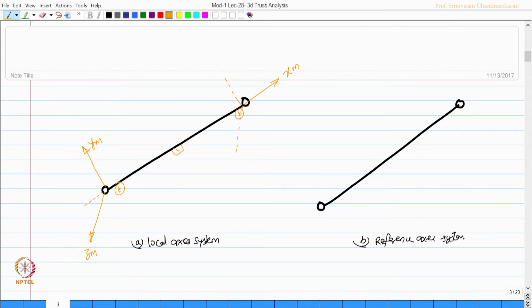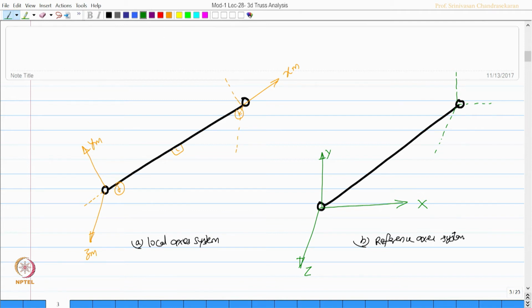Okay. Let us now mark the global axes of the system. Let us say this is my x, y axis, and let us say z axis. Similarly, all 3 axes at this joint. Okay. Let us now mark the degrees of freedom.